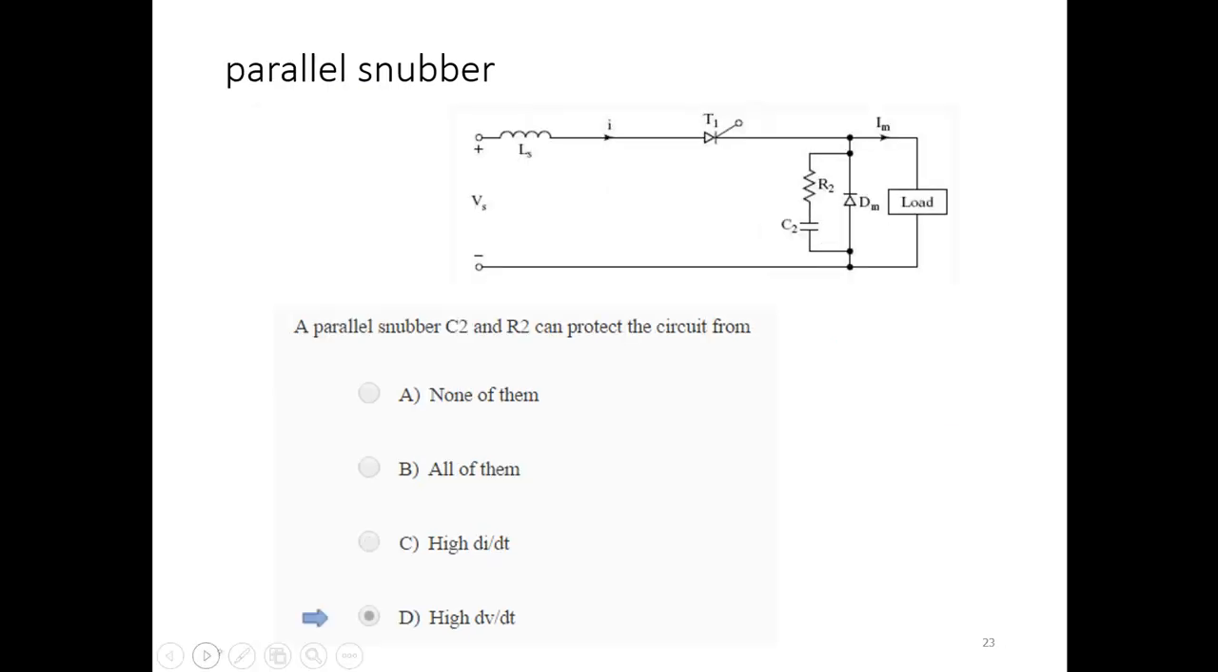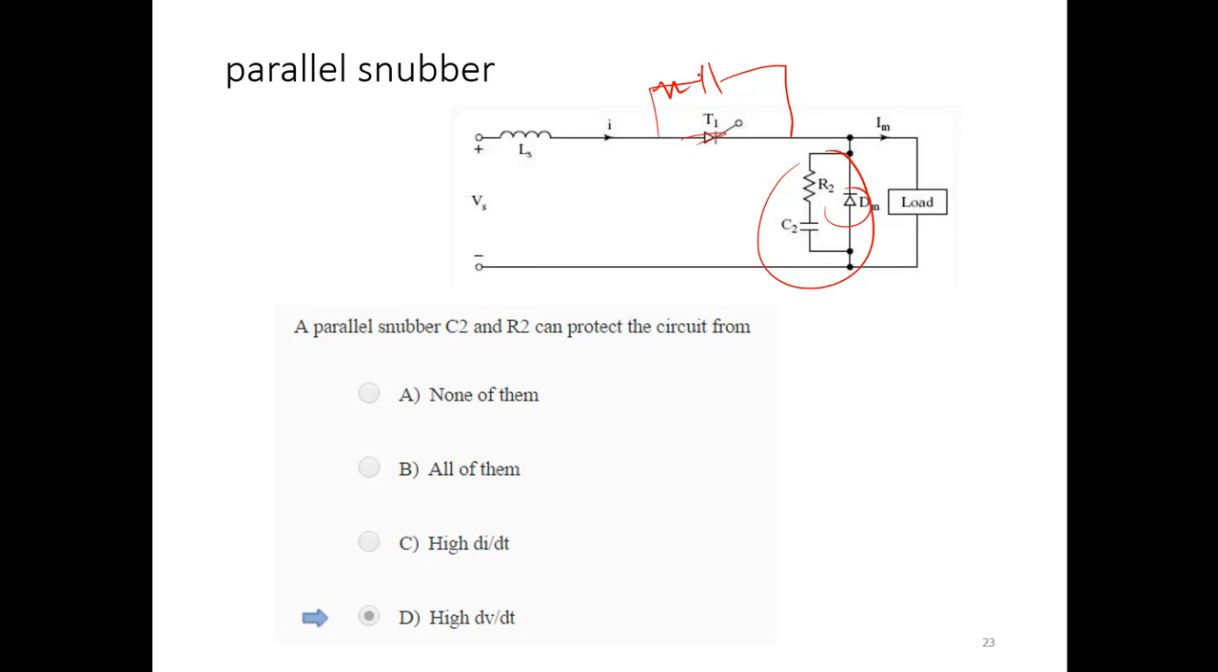Now similarly there is another one, the parallel snubber. This is the parallel snubber, and it is the device you have to protect against dv/dt. These devices, this thyristor also must be protected with a parallel snubber, and there will also be a resistance there. Every device must be protected from the dv/dt.